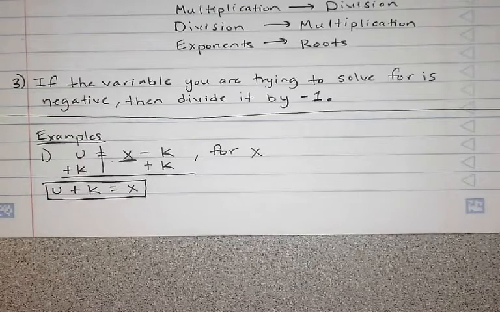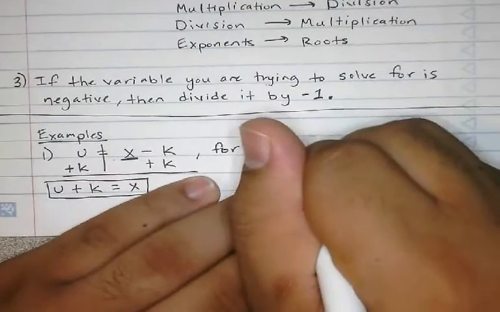Don't freak out because there are many different variables, but you've got to identify which one you're trying to solve for. So let's do another one. Example 2.